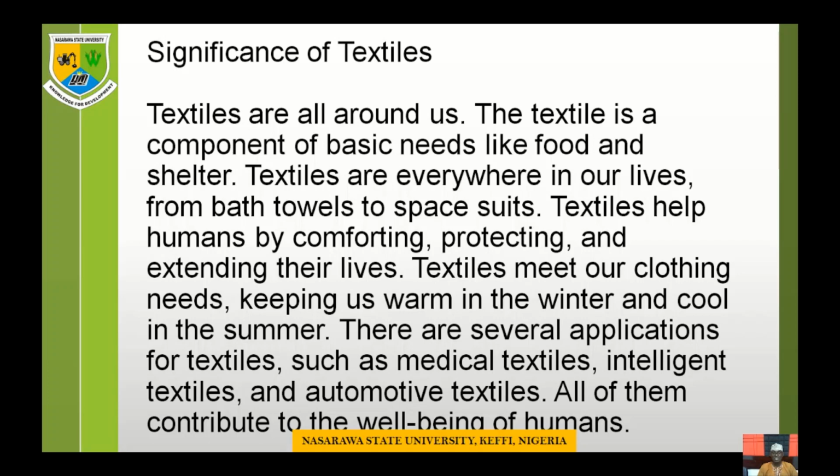Textiles help humans by comforting, protecting, and extending their lives. Textiles meet our clothing needs, keeping us warm in the winter and cool in the summer. There are several applications for textiles, such as medical textiles, intelligent textiles, and automotive textiles. All of them contribute to the well-being of humans.